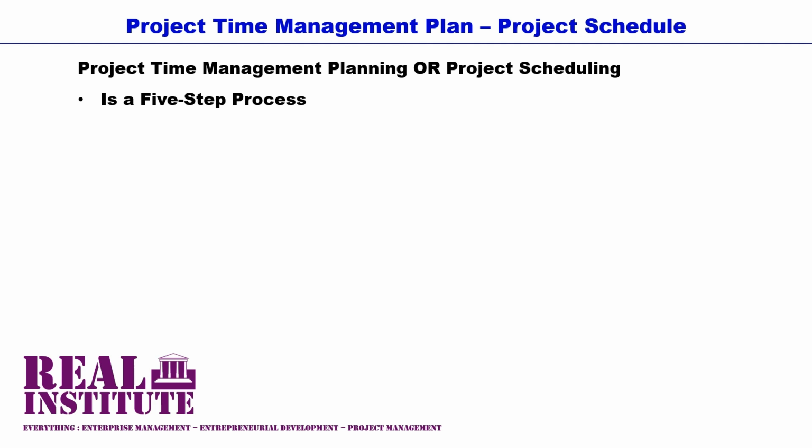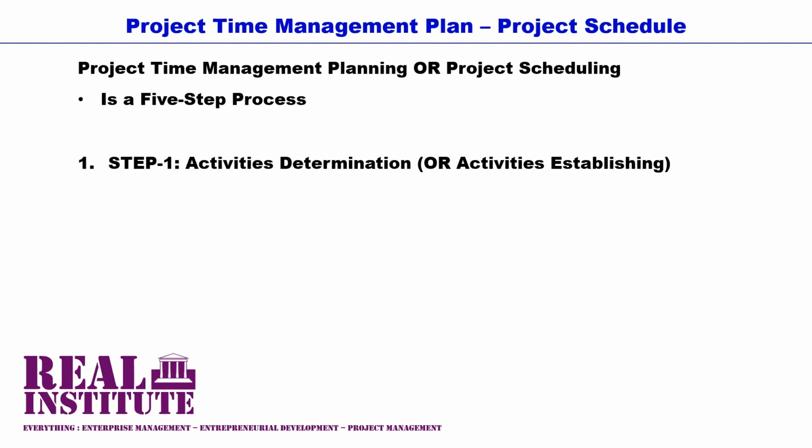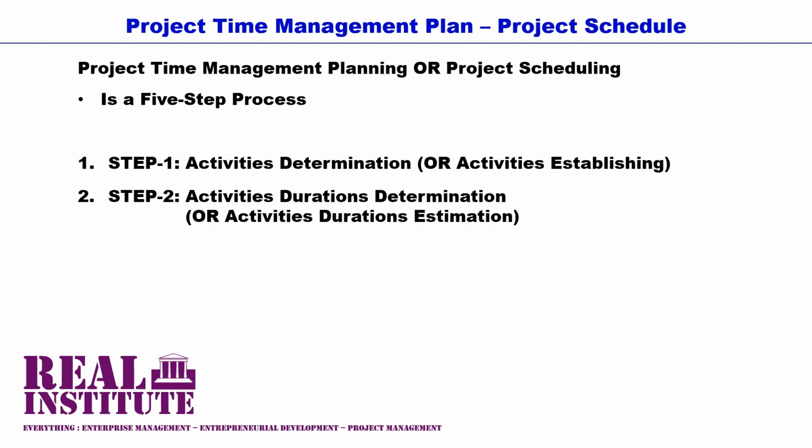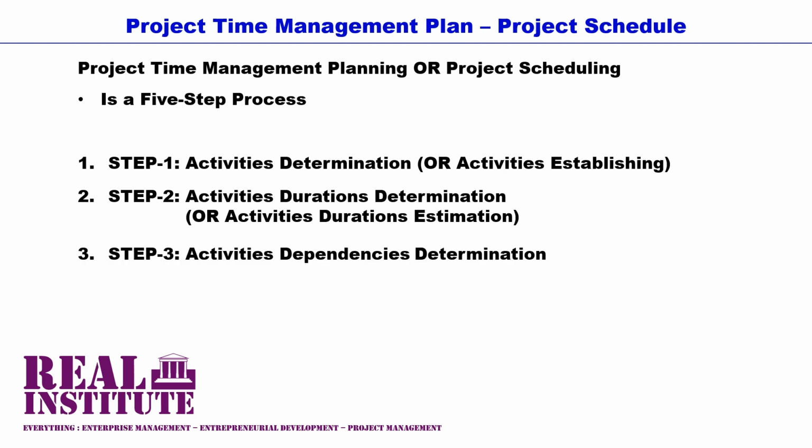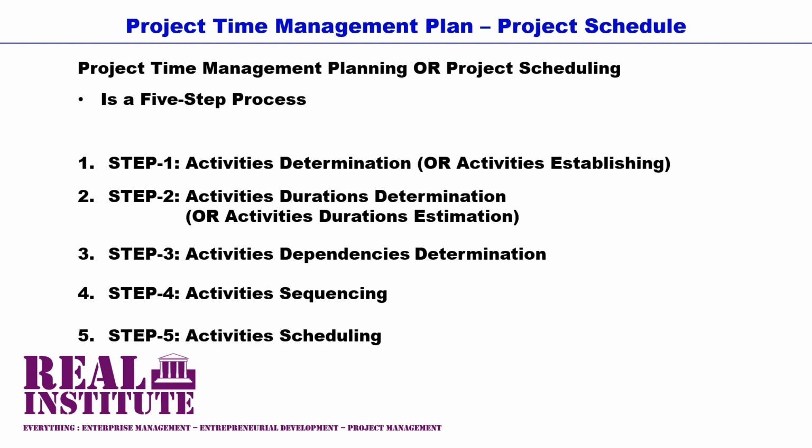The first step of the project time management planning process is activities determination. The second step is activities durations determination, also referred to as activities durations estimation. The third step is activities dependencies determination. The fourth step is activities sequencing. And the fifth step is activities scheduling.